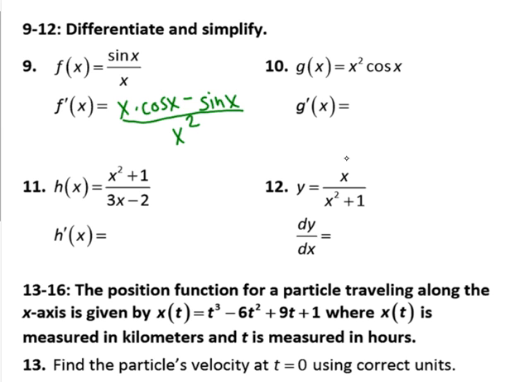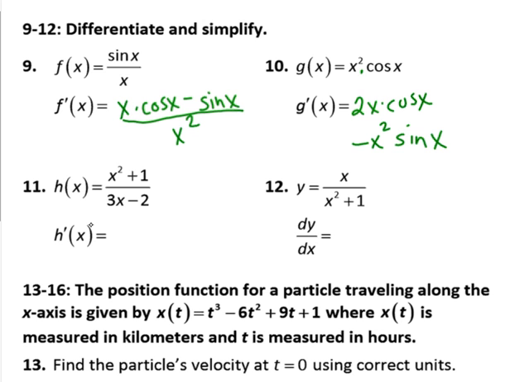Number 10. Number 10 is a product rule of x squared times cosine x. So product rule says take the derivative of the first function times the second function plus the first function times the derivative of the second function. Derivative of cosine is negative sine. So I'm actually going to go back, and if you thought about it beforehand, you could see the derivative of cosine is negative sine, so that's going to be a minus x squared sine x. Doesn't simplify, leave it alone.